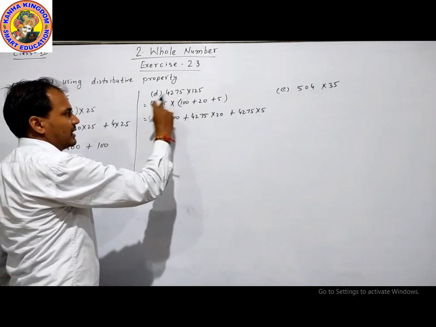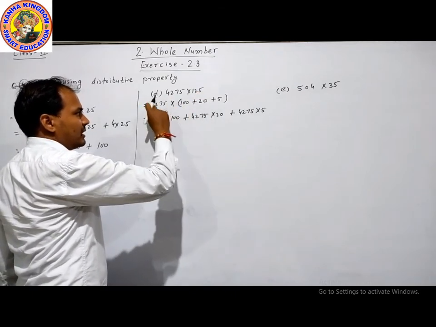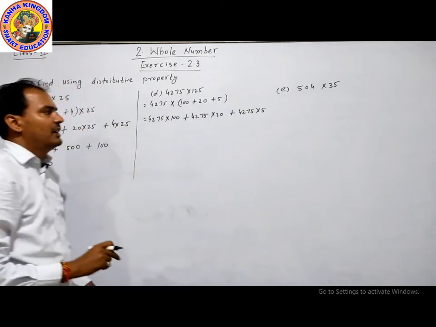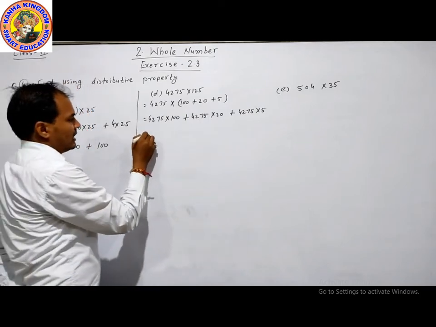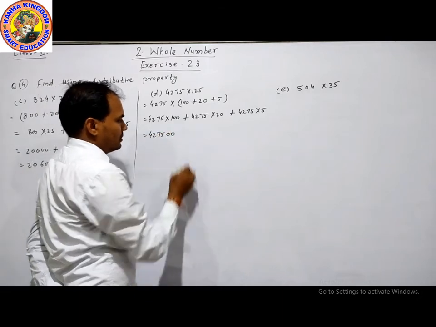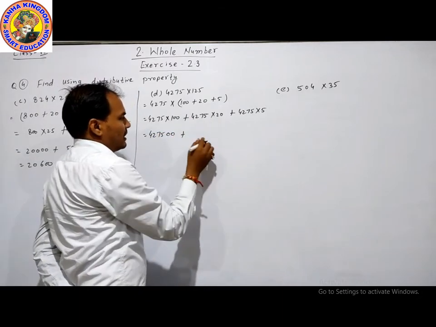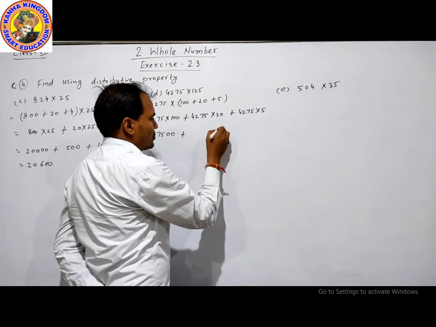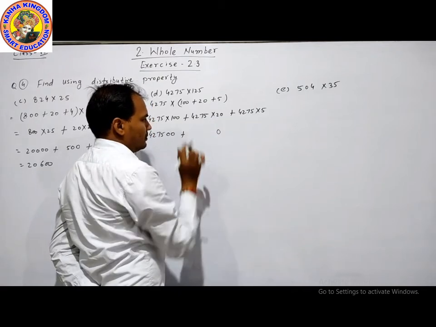4275 multiply by 100, 4275 multiply by 20, 4275 multiply by 5. The answer is 4275 then 00. We will multiply by 2. First of all, this is over 0.